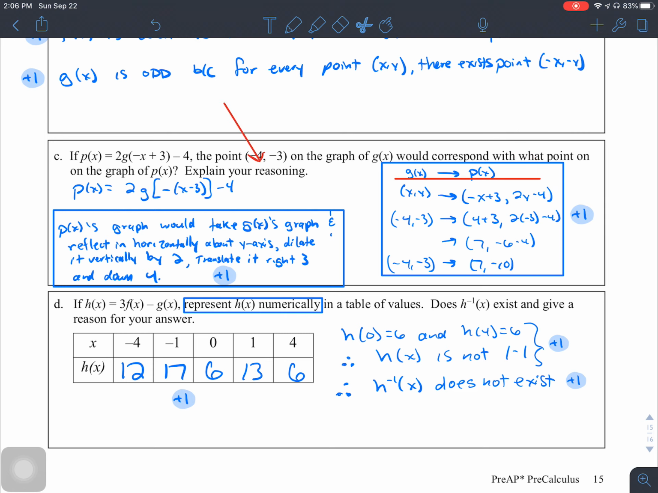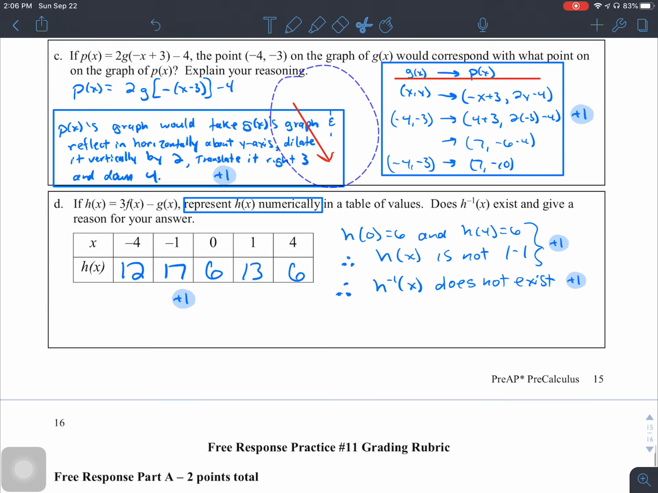So if you take the ordered pair -4, -3, which we were given, change the sign of the -4 to a +4, add 3 to it. Double the y value, 2 times -3, subtract 4 from it. 4 plus 3 is 7. 2 times -3 is -6. -6 minus 4 is -10. The ordered pair is 7, -10. All this work is plus 1.